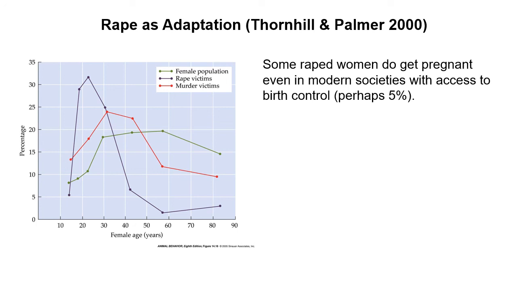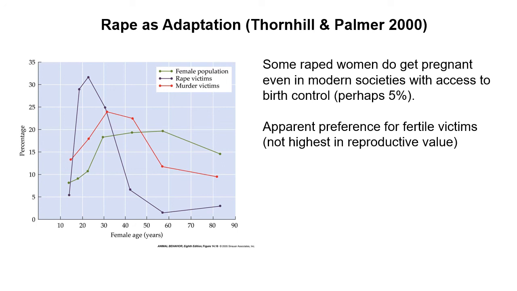We already talked about how rape victims are right at that peak age of fertility, right in the young 20s, and it really falls off as fertility falls off. And what we know is that some women that are raped do get pregnant. Even in modern societies with access to birth control, as many as 5% of women that are raped get pregnant. That is actually a relatively high number.